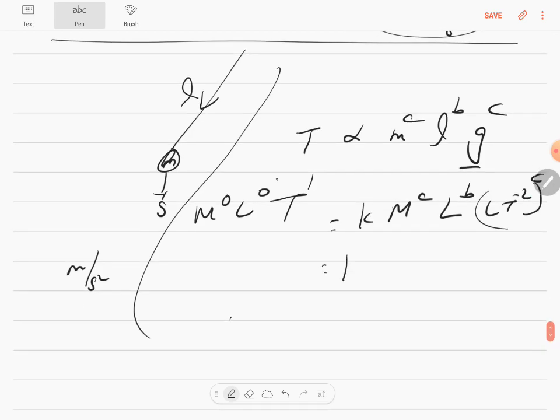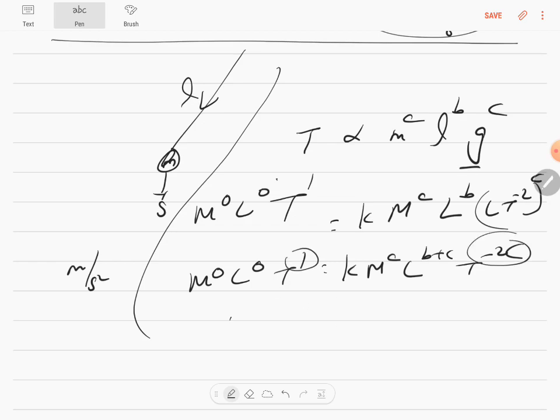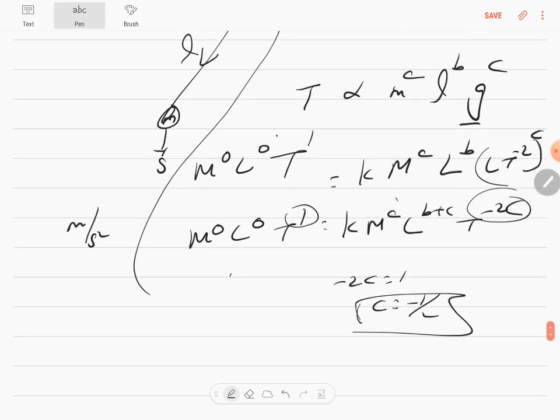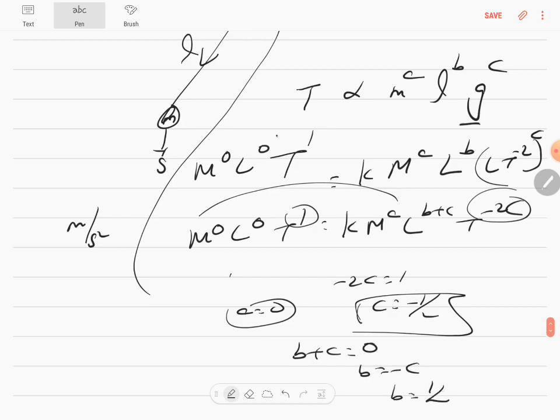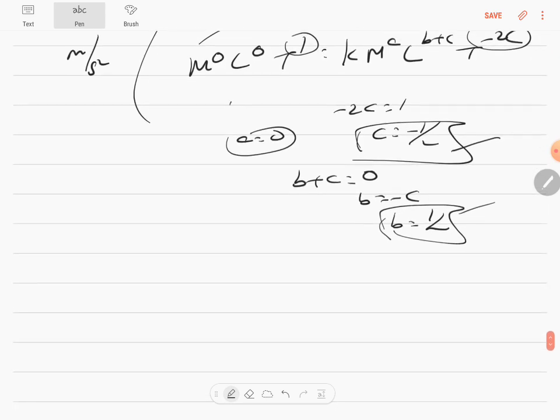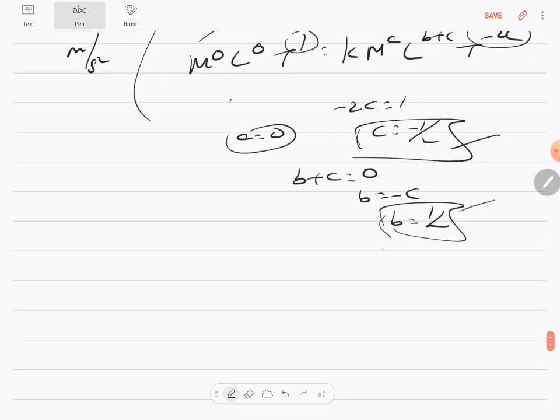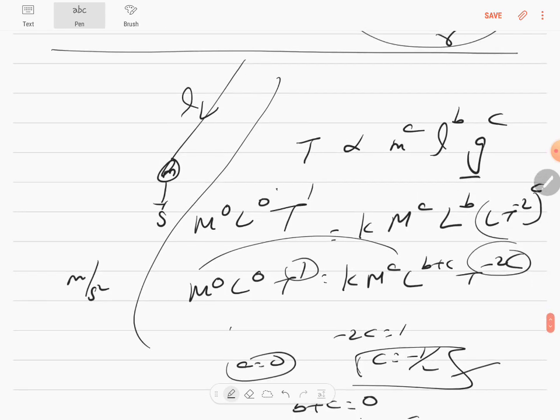So then you consolidate K, M to the power a, L to the power b plus c, t to the power minus 2c is equal to M to the power 0, L to the power 0, t to the power 1. Therefore minus 2c is equal to 1, c is equal to minus 1 by 2. You got that. Then a is equal to 0. Okay, b plus c is equal to 0. So b is equal to minus c. So b is equal to plus half, because you already found c, so b is the opposite sign. So you know b is half and c is half. Just substitute it here. a is 0, b is half and c is half.